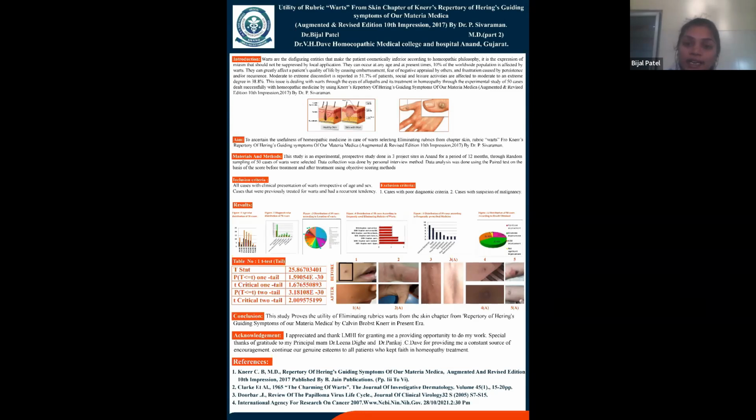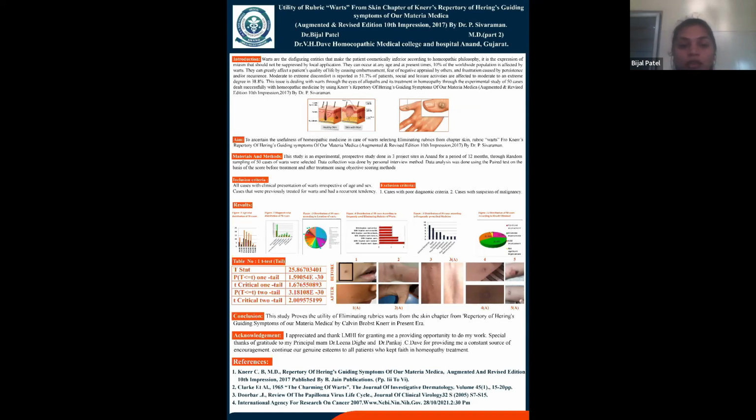48 chapters are given in this repertory. Among them, the first 34 chapters are anatomical regions of parts, followed by reaction of the body. The same gradation was used in this repertory which is given in the Guiding Symptoms of our Materia Medica. This is the basic structure given in the original Knerr repertory. Dr. P. Shivaram edited and made some changes according to the Kentian style and made 34 chapters out of 48 chapters. So this is the basic structure of this repertory.